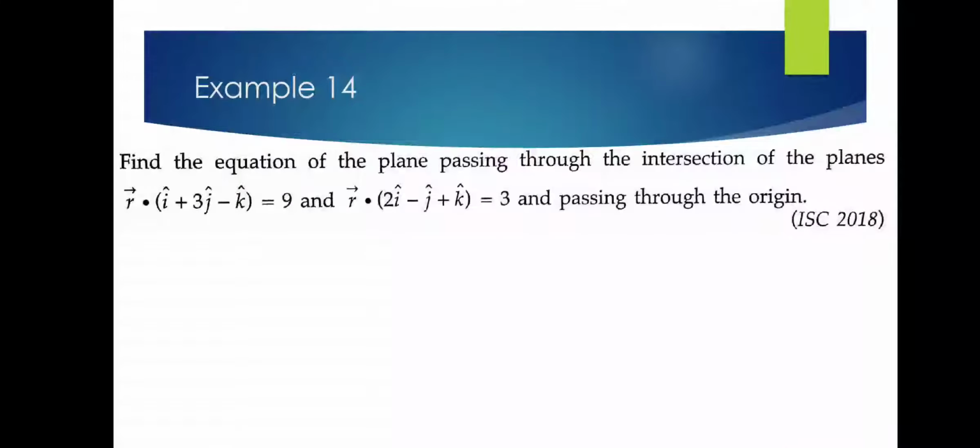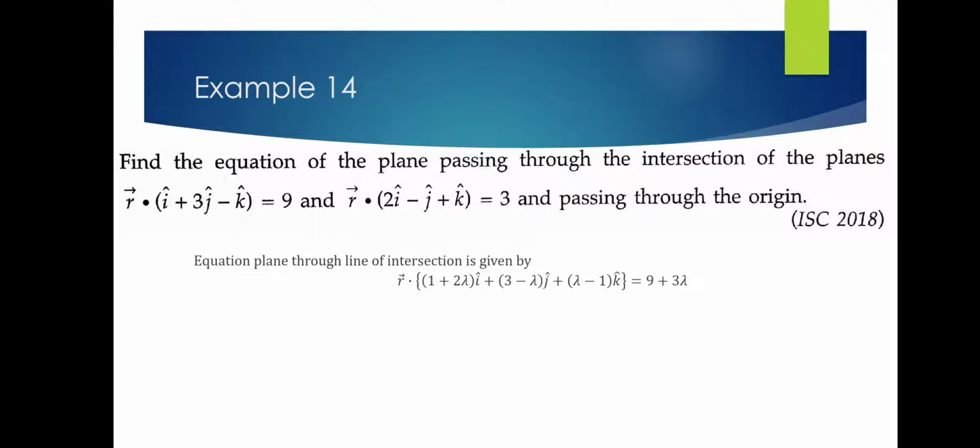Next, find the equation of the plane passing through the intersection of the planes this and passing through the origin. So it is given that I have to find the equation of a plane which is passing through the line of intersection of these two planes, and the plane also passes through the origin. So first let me write the equation of the plane which is passing through the line of intersection. It will be given something like this: one plus lambda times this one, right?